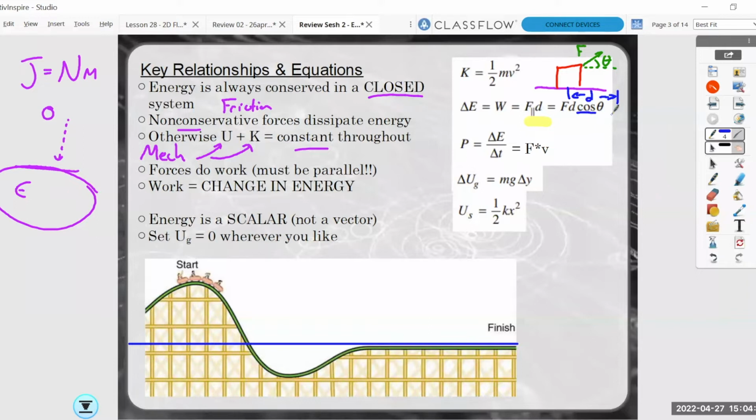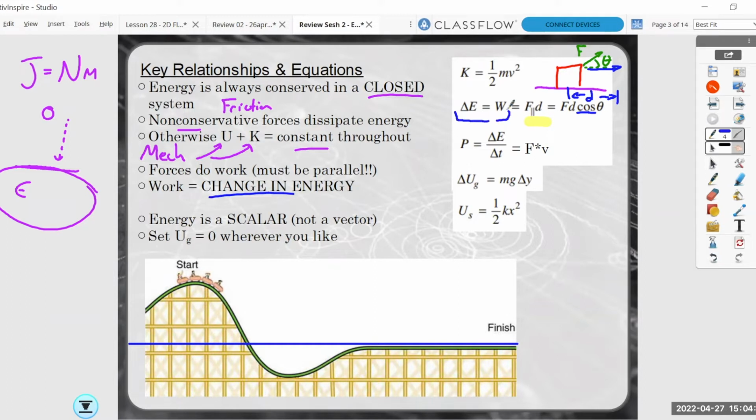Just like with torque, you want to be a little careful. You never want to take their word for it that it's always the cosine of the angle that they give you. The point is that cosine here gives you the parallel component of force. So you want to make sure that they are in the same direction. What do forces do? They generate work, and work is exactly equal to change in energy.